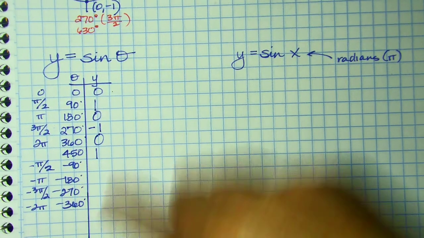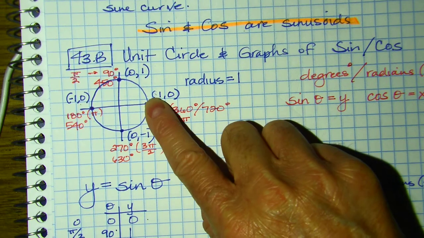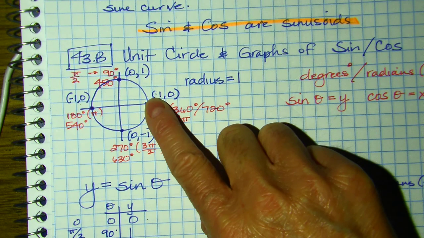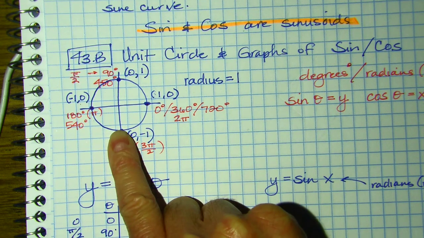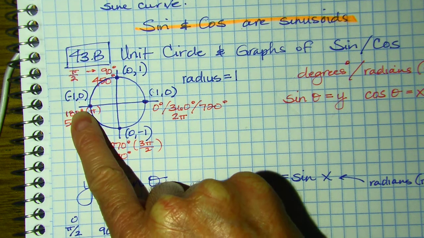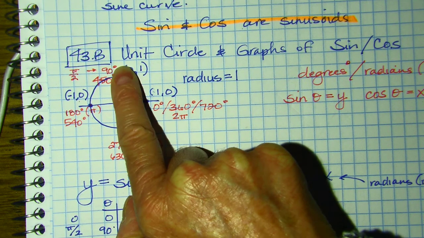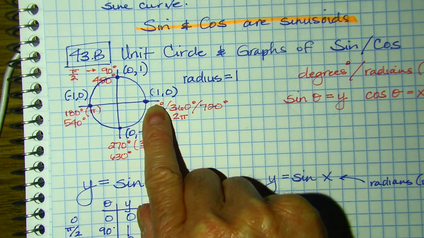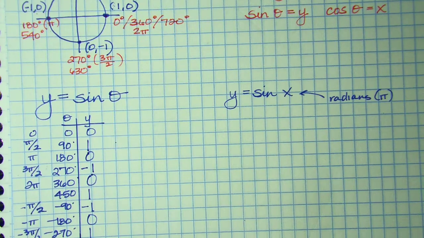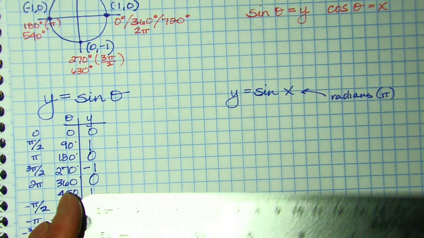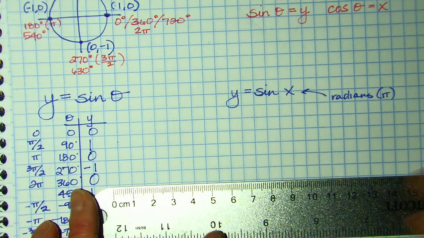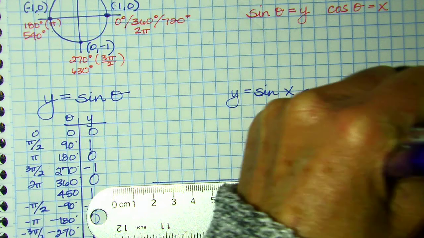Now, negative. So remember, negative means I'm going clockwise. So this would be negative 90, where my y value is negative 1. I'm recording this in my table. At negative 180, my y value is 0. Negative 270, my y value is 1. Negative 360, my y value is 0. So let's graph that, and that'll give you your parent function, and we'll talk about amplitude.